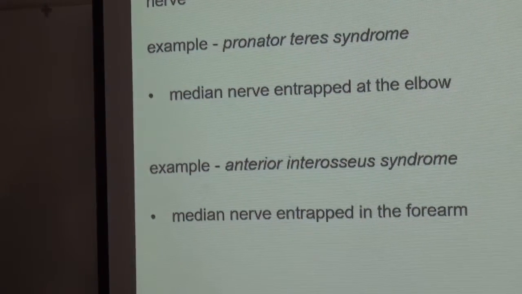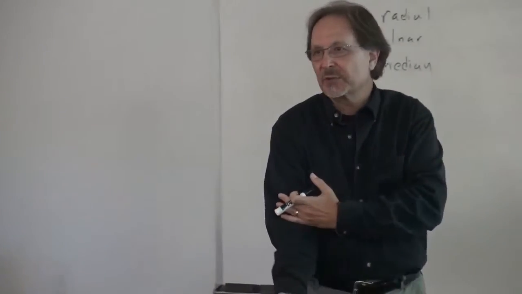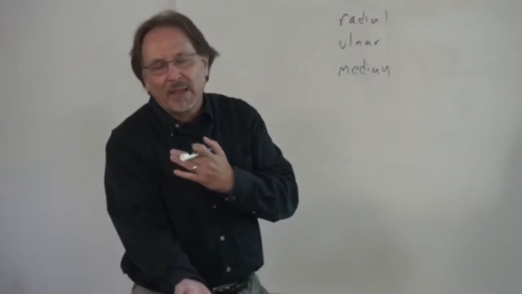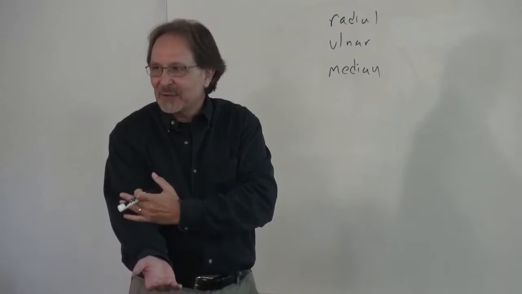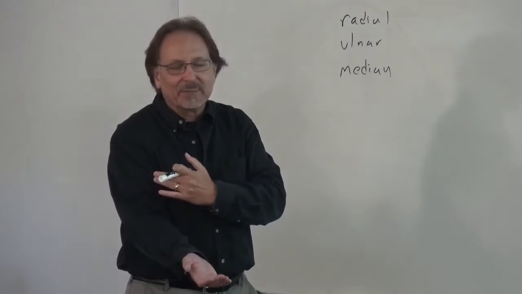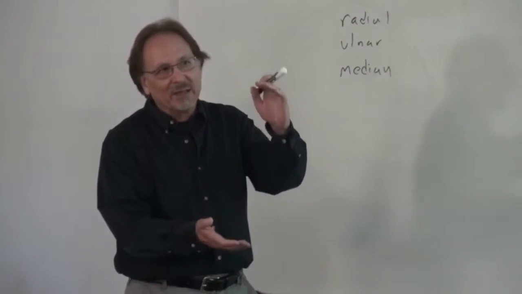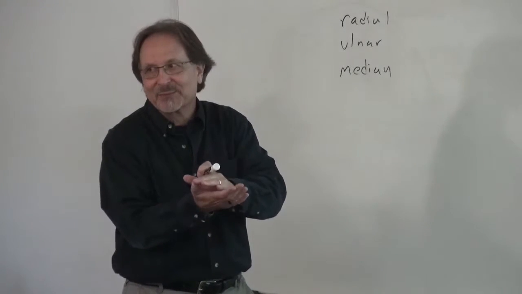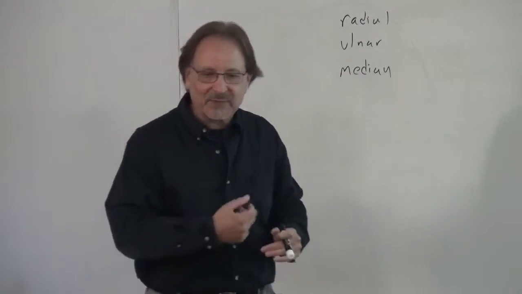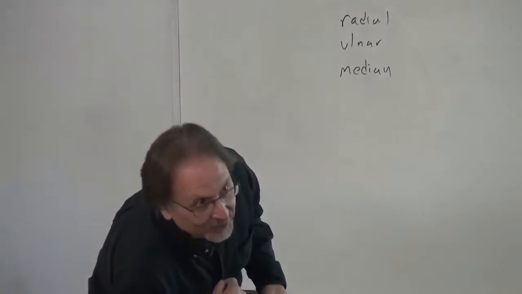So it can become entrapped anywhere along its length, depending on the activities. And that isn't necessarily entrapment of the nerve, because anything that's compression on the nerve is referred to as entrapment. And it's not necessarily entrapment between two anatomical parts, like carpal tunnel syndrome is entrapment between the flexor retinaculum and the tendons and the carpal bones. But it can also become entrapped between an external object.